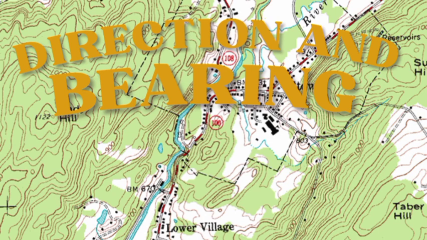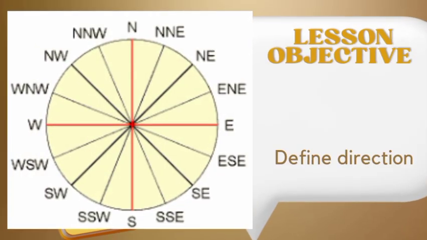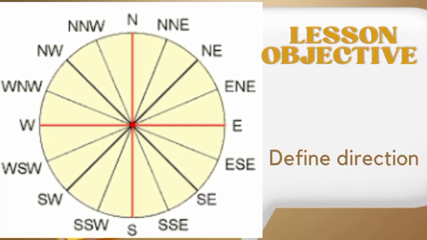Today we'll be looking at another interesting topic, direction and bearing. In our last lesson, we treated map measurements, and there we learned how to measure the distance along the straight line and also along the winding curve. We also calculated the area of surfaces. Now, in this lesson, we'll be looking at various objectives.